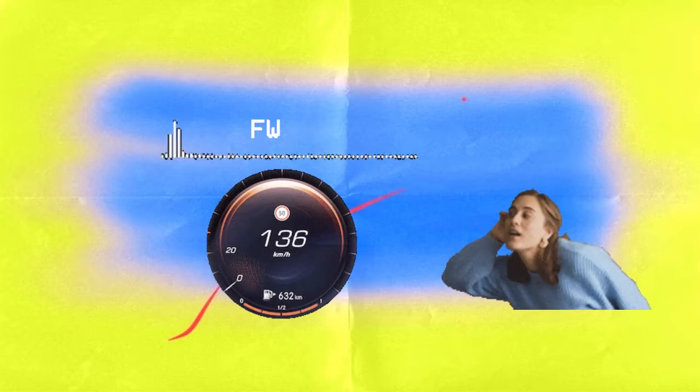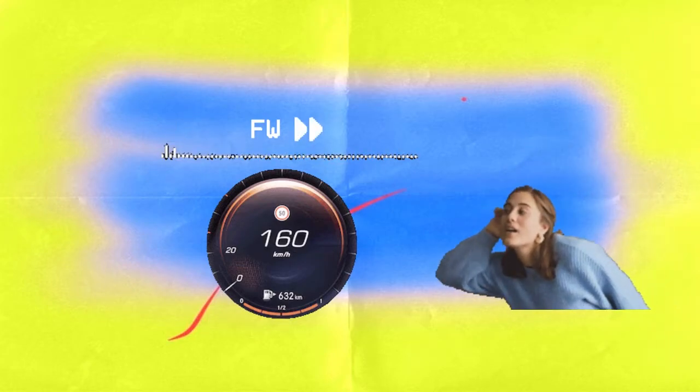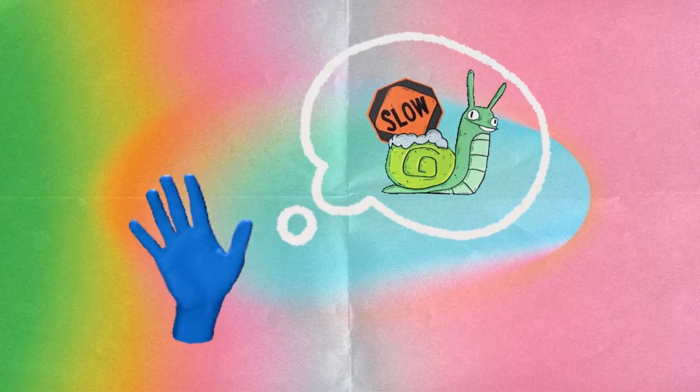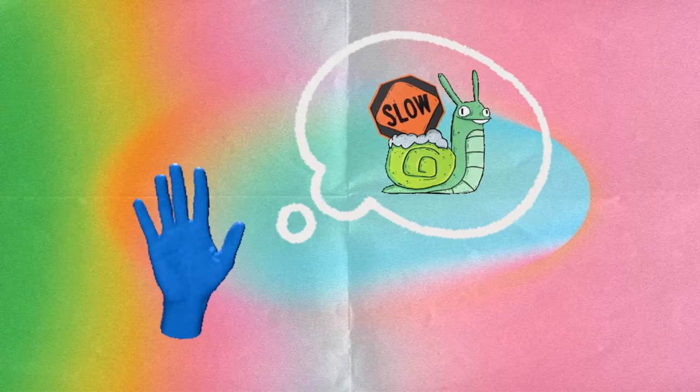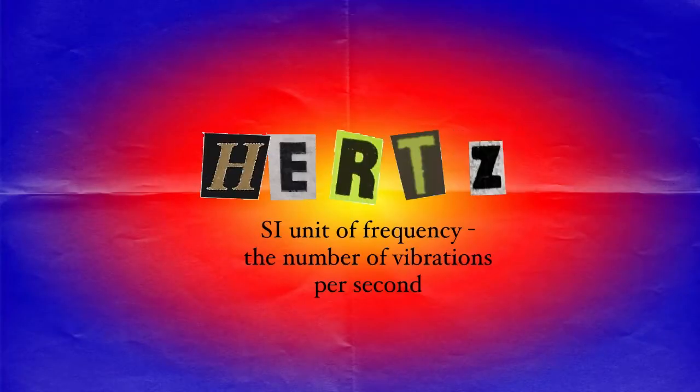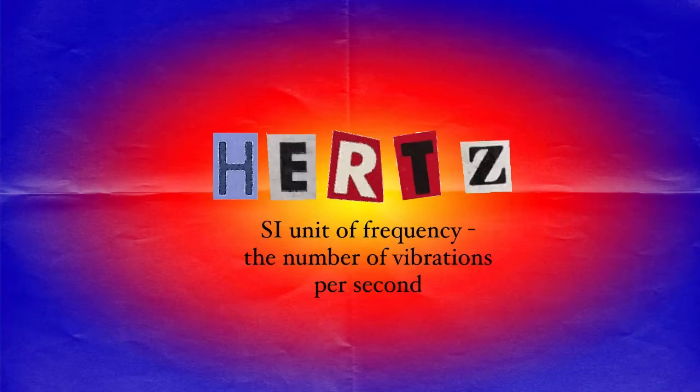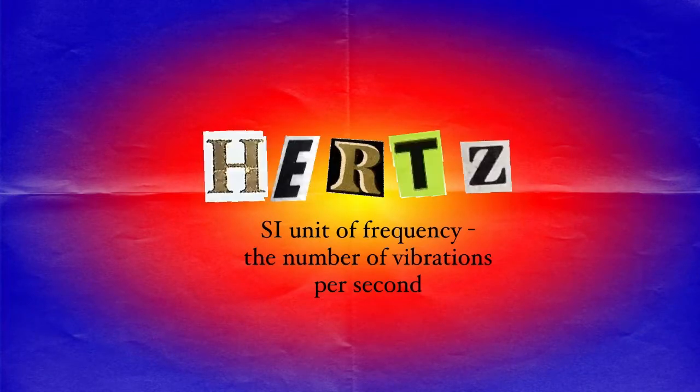However, these vibrations need to be at a certain speed for us to hear them. For example, we can't hear the slow vibrations made by waving our hands in the air. The number of vibrations per second is an object's frequency, measured in hertz.